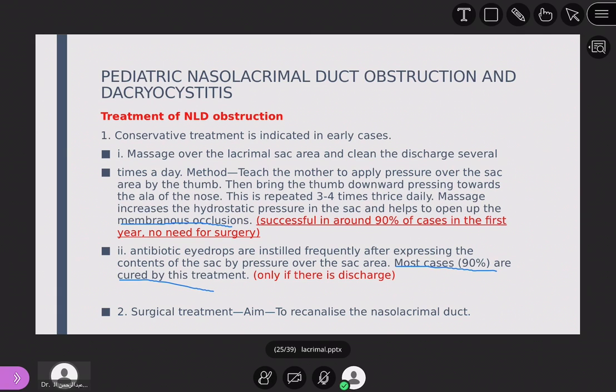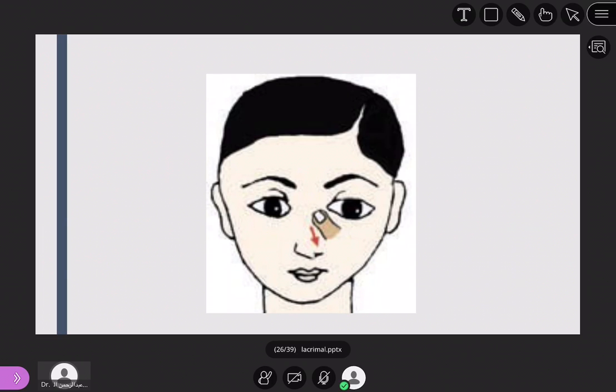What do they mean? The conservative. They mean here the conservative, not the antibiotic. Be careful. Most cases are cured by this treatment. This is meant by the conservative, not the antibiotic, because the main treatment here is the massage. The main conservative treatment is massage. We just give antibiotic if there is discharge. The second one is the surgical treatment, which aims to recanalize the nasolacrimal duct. This is the way of the massage.